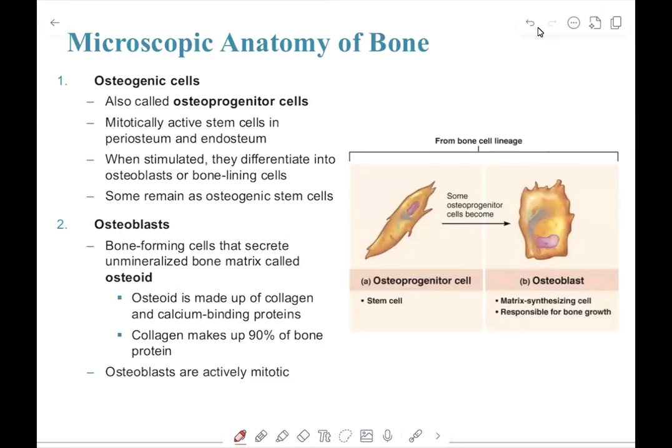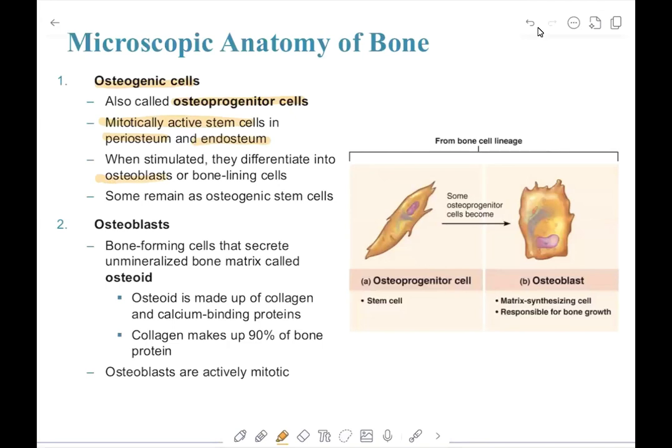When we consider the microscopic anatomy of bones, there are some really important cells that we need to think about. So, first of all, there are stem cells, which are also called osteoprogenitor cells. These are mitotically active stem cells, both in the periosteum as well as the endosteum. And when stimulated, they differentiate into osteoblasts or bone lining cells.